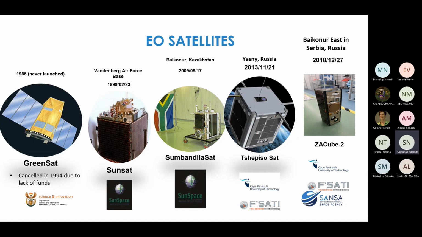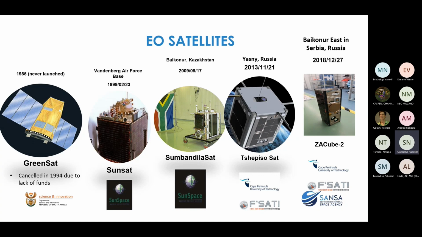And then the second one is called Sunsat, which was launched in 1999. So this was a sort of pioneer satellite where we could see that South Africa has the capabilities of manufacturing satellites. This one was made by students at Stellenbosch University and also with people in the industry. And it was launched in the United States. Like I said, we don't have launching capabilities in South Africa, so our satellites are not launched in South Africa yet. And then the other one is called Sumbandila Satellite, launched in 2009.